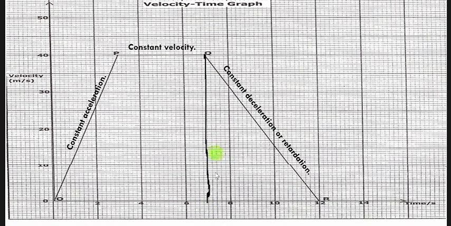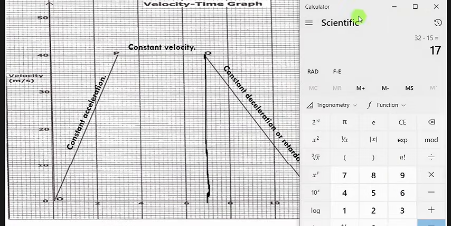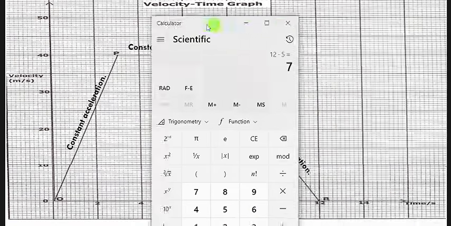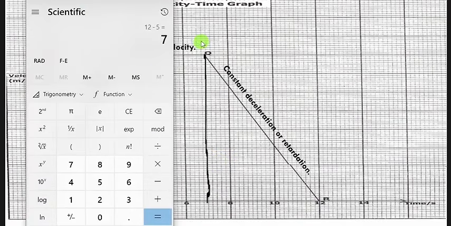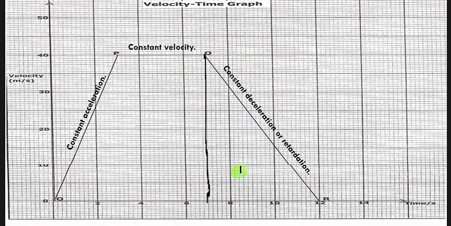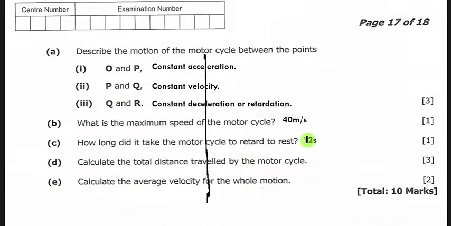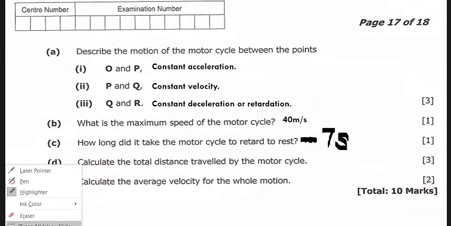So you say 12 minus 5, what do you get? 7. So from here to there it is 7, because this is when it retarded. So here you are going to say 7, not what I said. So it will be 7 seconds, guys. All right. I said 7 seconds, not this one.